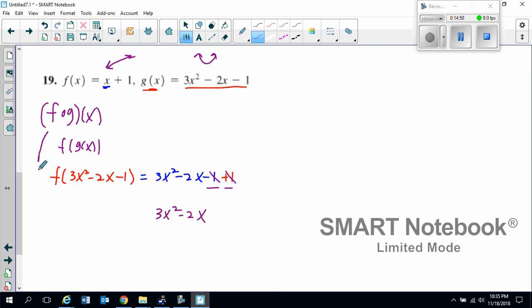Which once again, that doesn't have any restrictions. So your domain's going to be from negative to positive infinity. There you go.